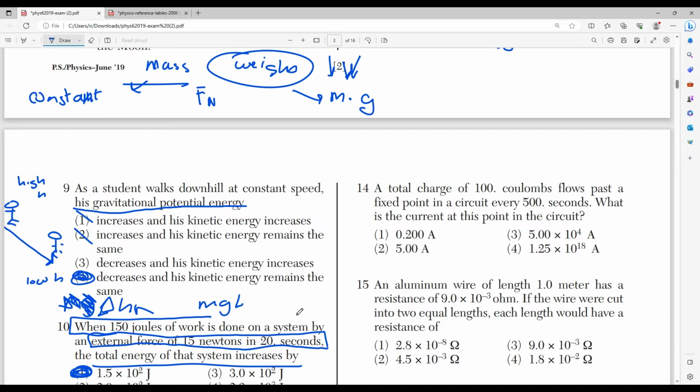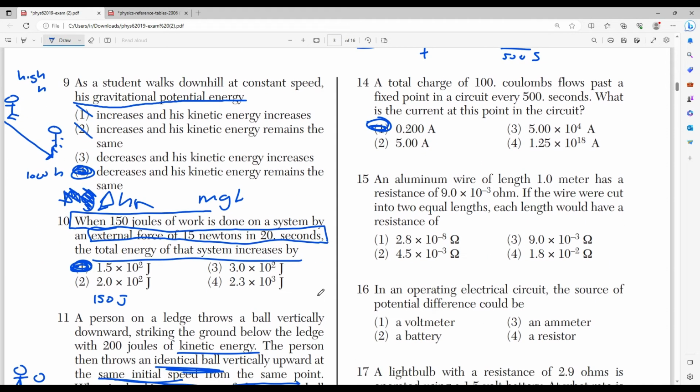So moving on to number 14, it says a total charge of 100 coulombs flows past a fixed point in a circuit every 500 seconds. What is the current at this point? So you should know that the current is just delta Q, or change in charge over time. So if you have 100 coulombs over 500 seconds, you're going to get 100 C over 500 s, that is 2 amps.